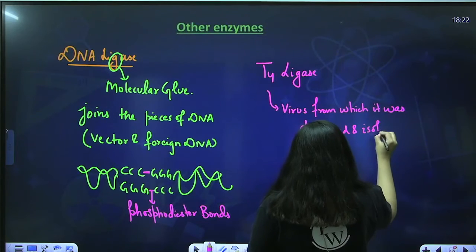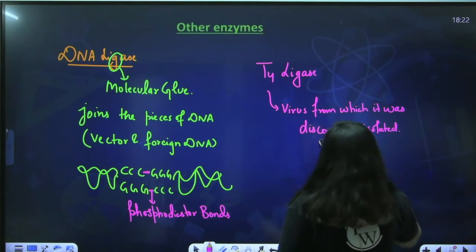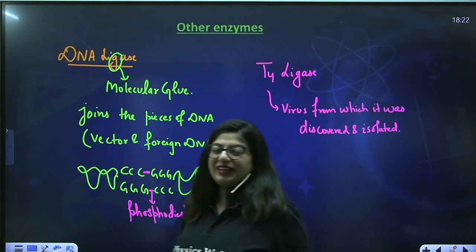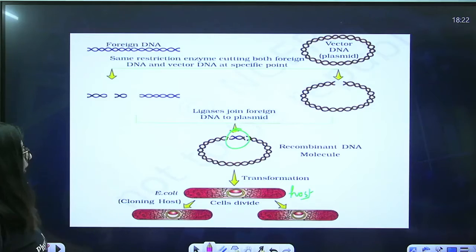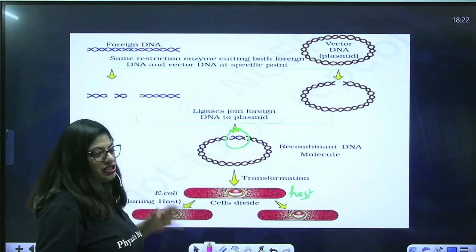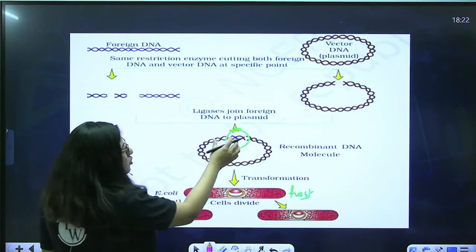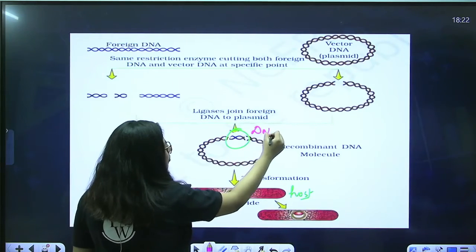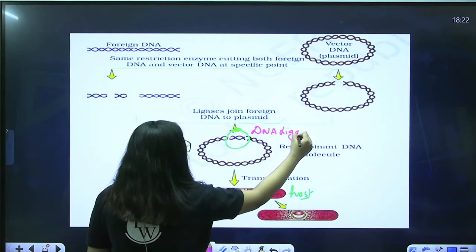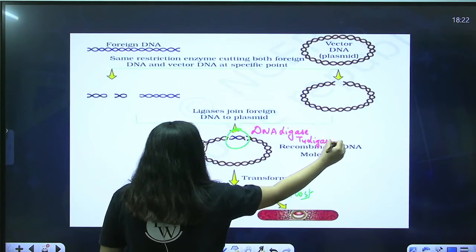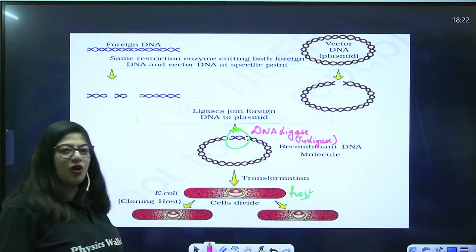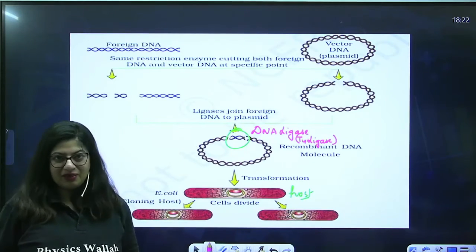Okay, so this is what we are using to join the DNA. That is DNA glue. So the second step in this gene cloning is joining these two pieces of DNA, and that happens with the help of the enzyme DNA ligase. In this case, the most commonly used is T4 ligase. Without this, again, recombinant DNA technology is incomplete.